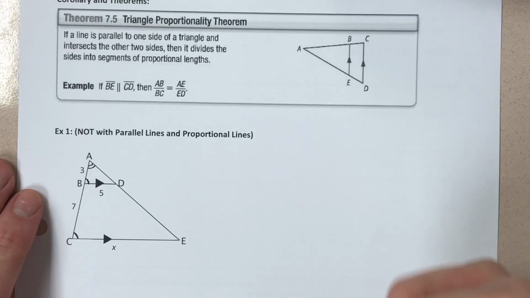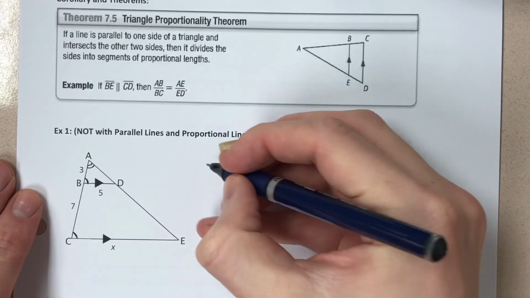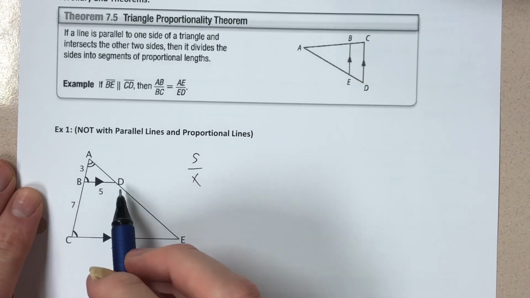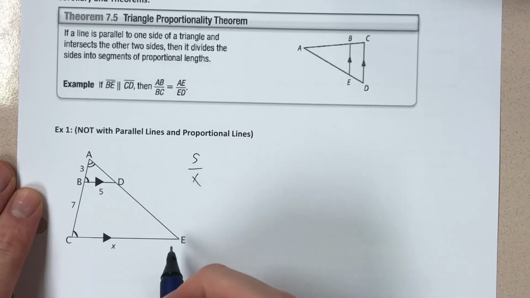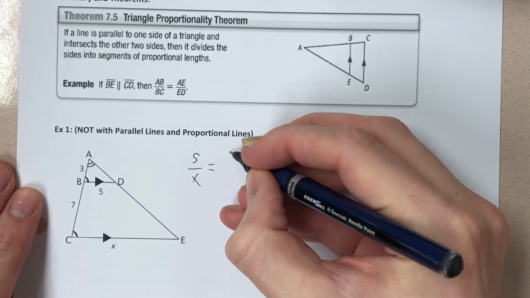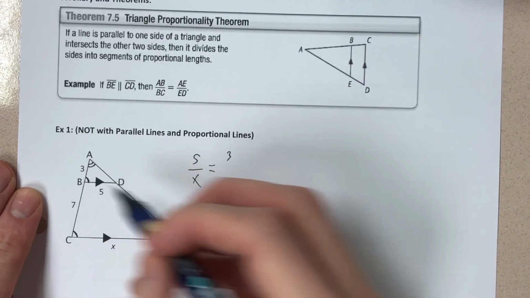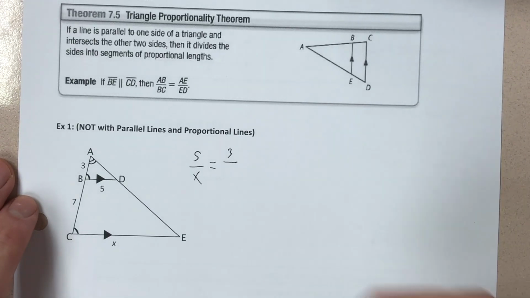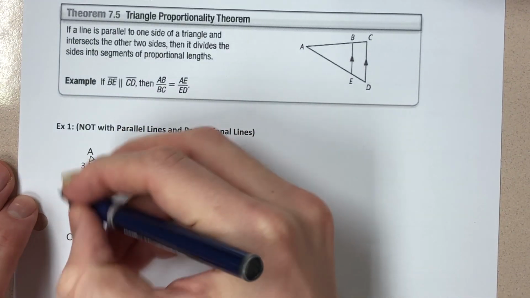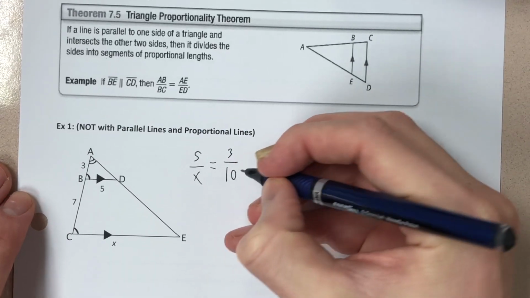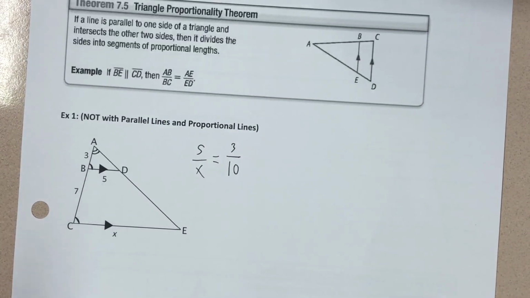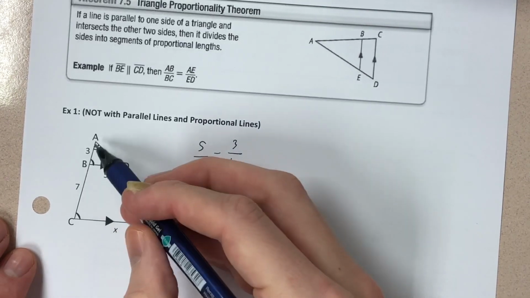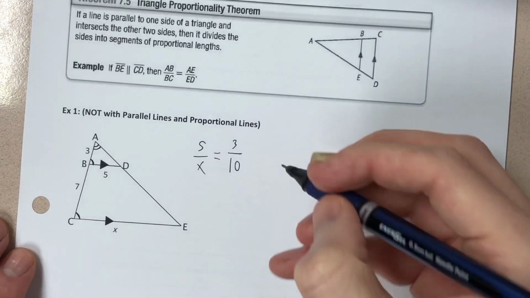So to set up a proportion here, we could say 5 over x, since 5 is the side of this triangle and x is that long side, equals 3, which is this side here, over not 7 here, but over 10, because 10 is this big side AC, so it'd have to be 3 over 10, not 3 over 7. So be careful with that. We need to add these sides together to get the proportional side.